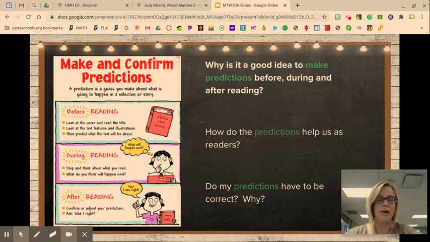During the reading, it's a good idea to stop and think about what you've read, and then what do you think will happen next? So we're going to be predicting what's going to be coming up. This gets you thinking as you're reading and gets you engaged in the text so that you are better understanding what's going to be happening. And then after you read, you either confirm that you were right with your predictions or you adjust your prediction, and ask yourself, was I right?